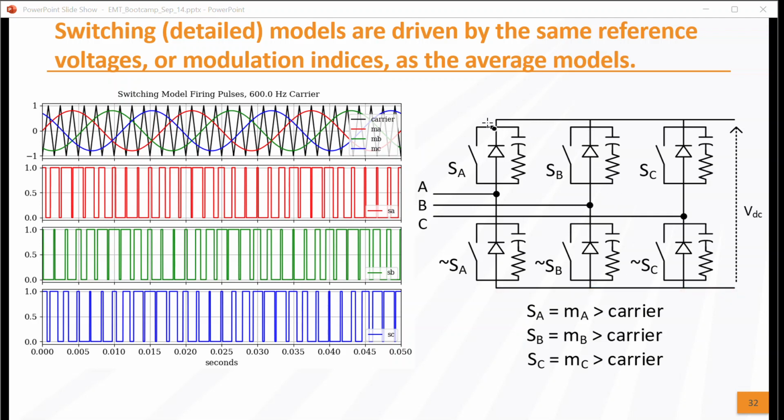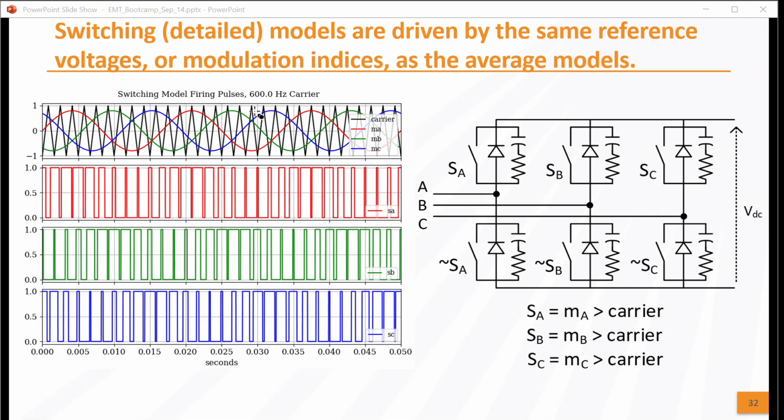The switching model allows us to put in the snubbers, the RC snubbers and the diode, and sometimes there'll be an inductor in there in parallel with each switch. So we're going to get some more of the transient effects across each switch, and also losses and some harmonics.